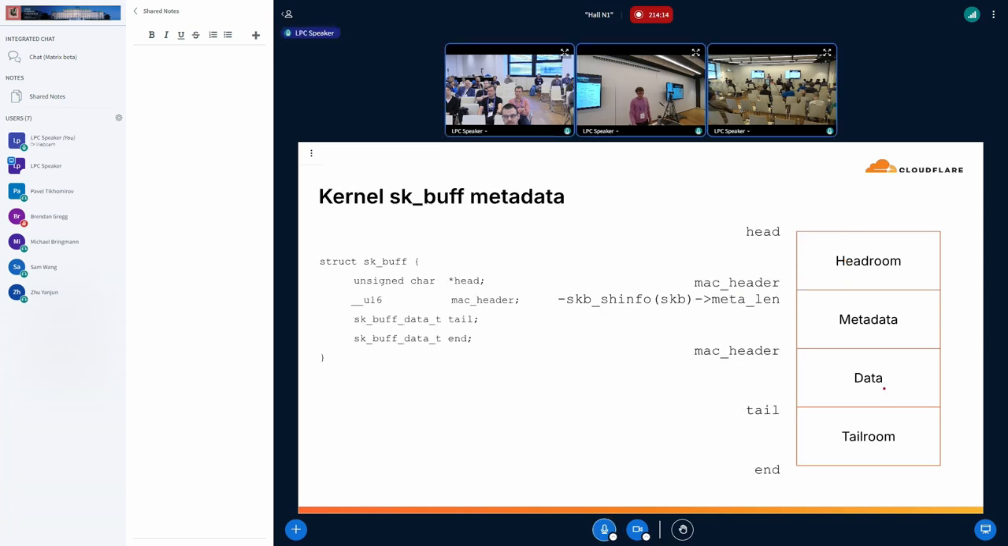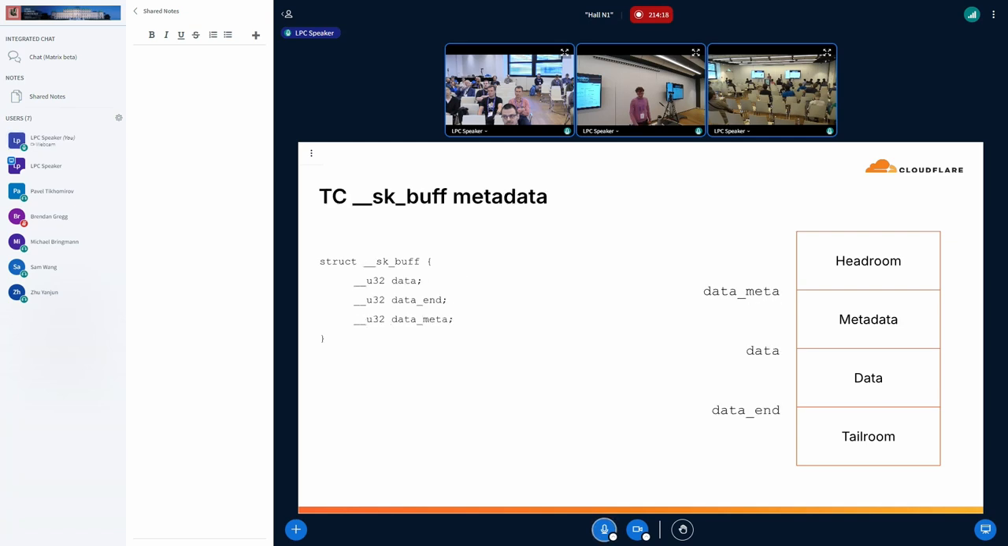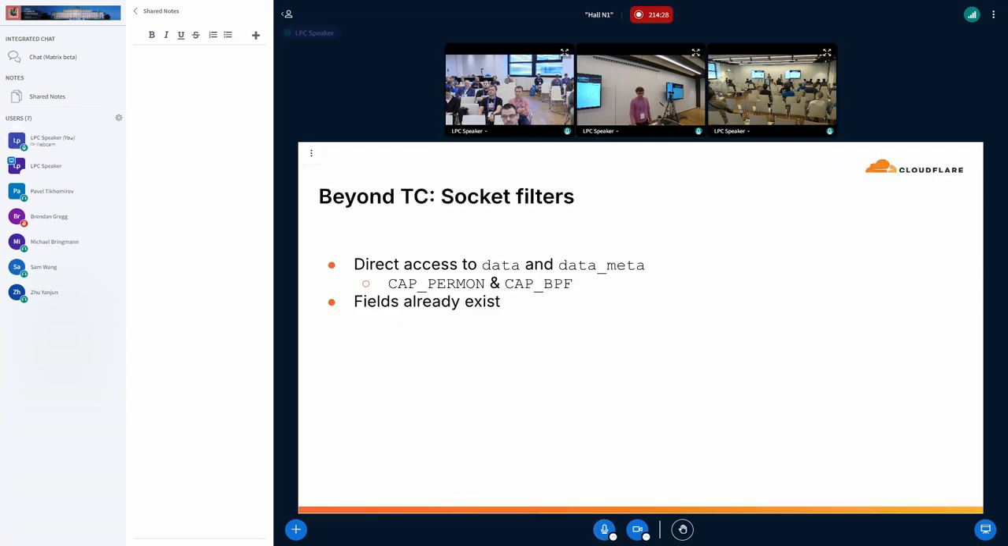And of course, the kernel is laid out the same way, so it's just like in the headroom of the SKB. Today you can even access this in TC, but that's kind of where it's stuck. We have the same API: you can read data meta and directly access the metadata if you want to. So what if you want to go beyond TC?